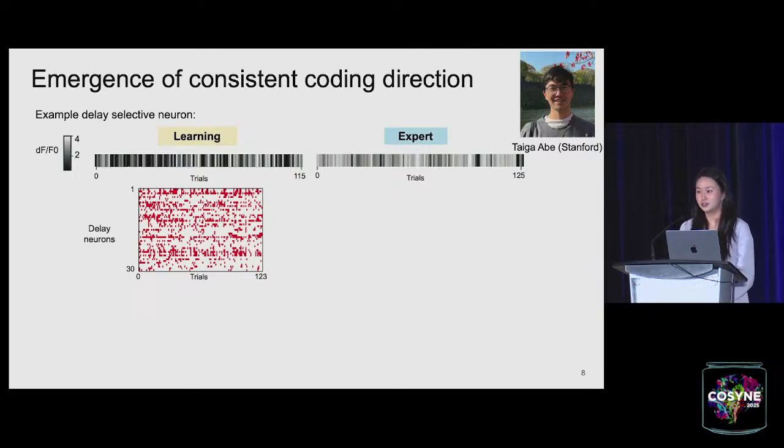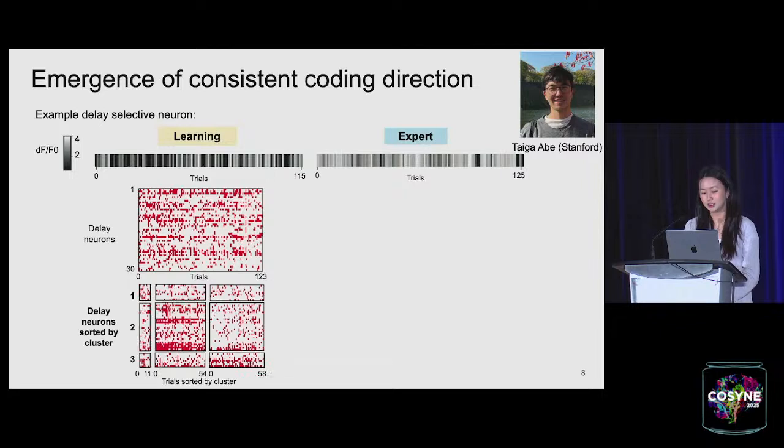To probe deeper into this variability, my collaborator Taiga Abe, a postdoc in Shaul Druckmann's lab, fit a topic model to the neural data. So topic models are well suited to discovering cluster structure within the data. In this case, it's able to find clusters across neurons and trials. In other words, we can look for neurons that covary and the trials that they covary on. So when Taiga applied this clustering method to this learning stage activity, he found 3 distinct clusters of neurons that were coactive on different trials.